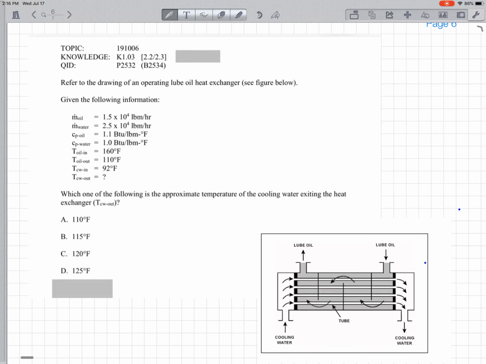Alright, welcome back. We have a new problem here. This is from the heat exchanger. 191006 is the heat exchanger problem.